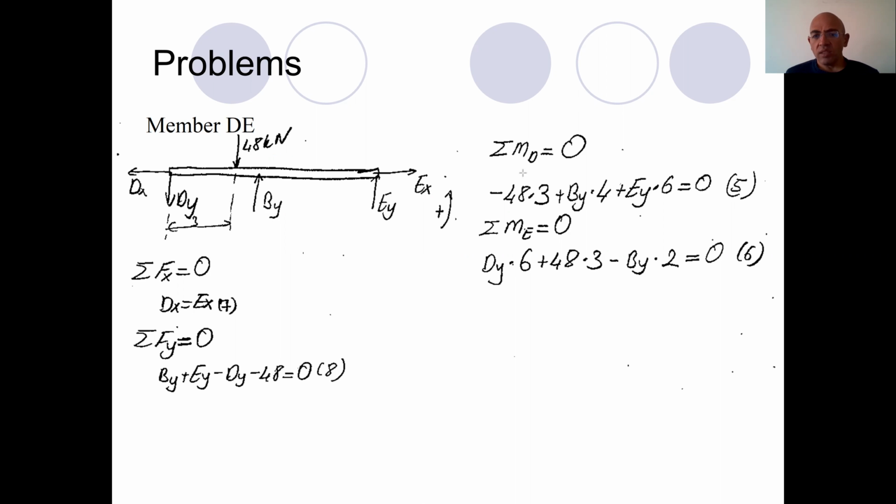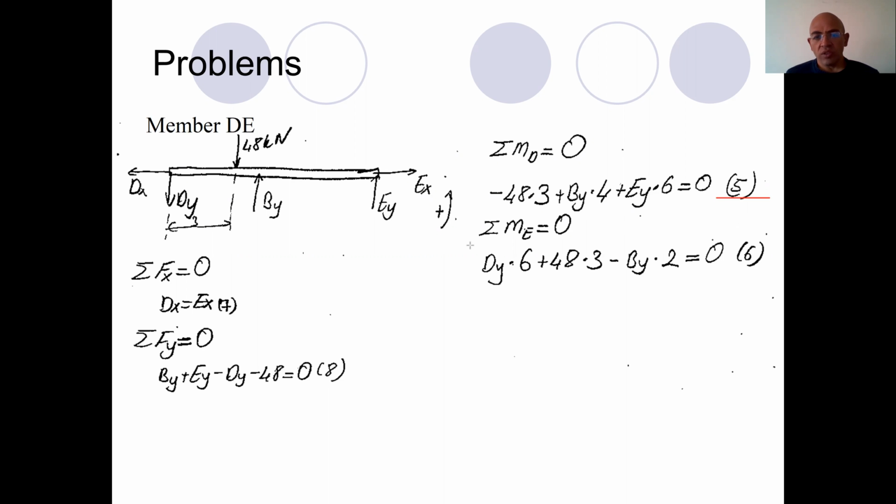Now again, we will write the moment with respect to point D. Therefore, we have this 48 kilonewton force will generate a moment in clockwise direction. As a result, it's minus 48 multiplied by 3 plus BY multiplied by 4 plus EY multiplied by 6, and this is equal to 0. And let's say that this is our fifth equation.